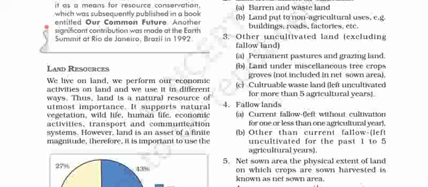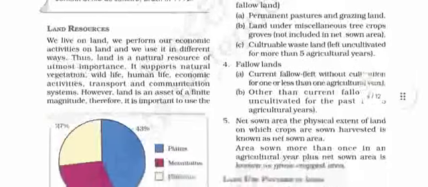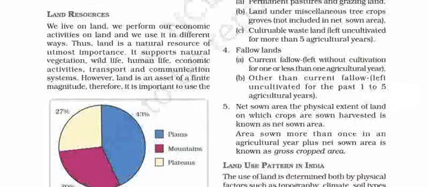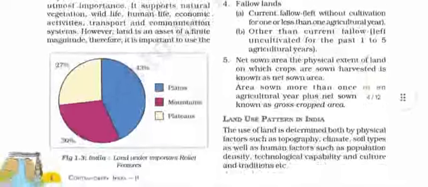Other than current fallow, left uncultivated for the past 1 to 5 agricultural years. Fifth, net sown area: the physical extent of land on which crops are sown and harvested is known as net sown area. Area sown more than once in an agricultural year plus net sown area is known as gross crop area.